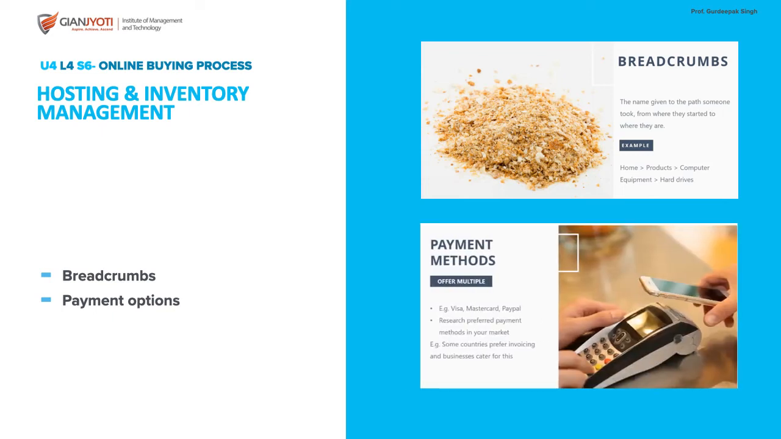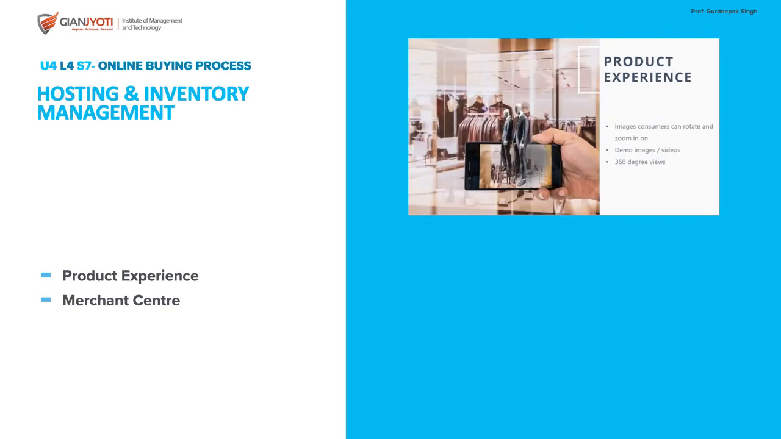Payment options: try to give multiple options, for example, Visa, MasterCard, PayPal. And please do some research in the country, in the area, in the region where you are going to promote your product or service, because in many regions they insist on generating an invoice and sending that to you. So accordingly, you can put the payment options there.